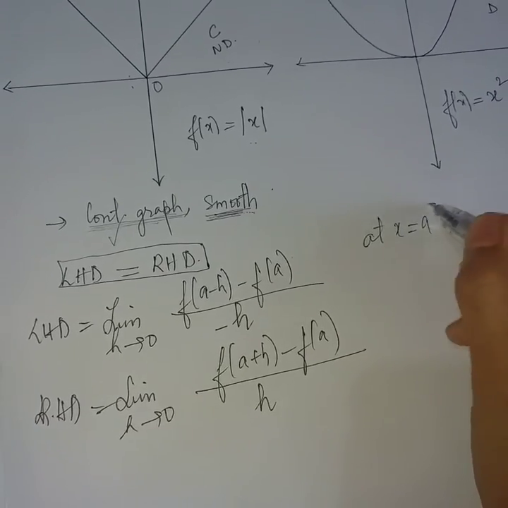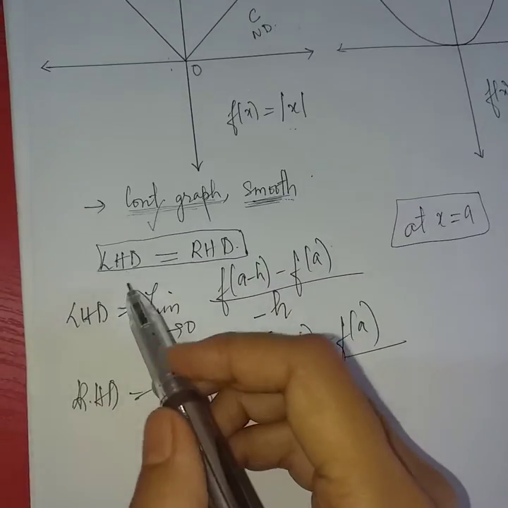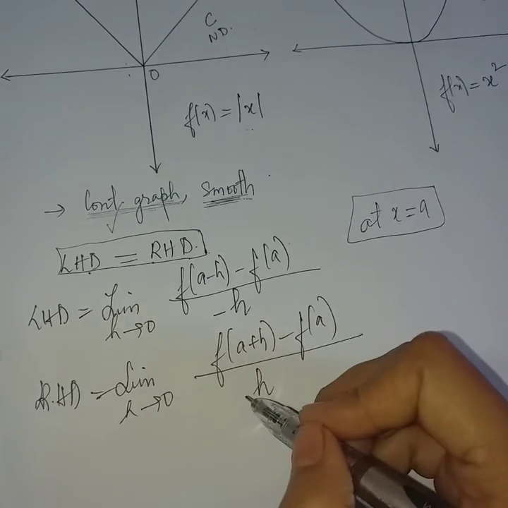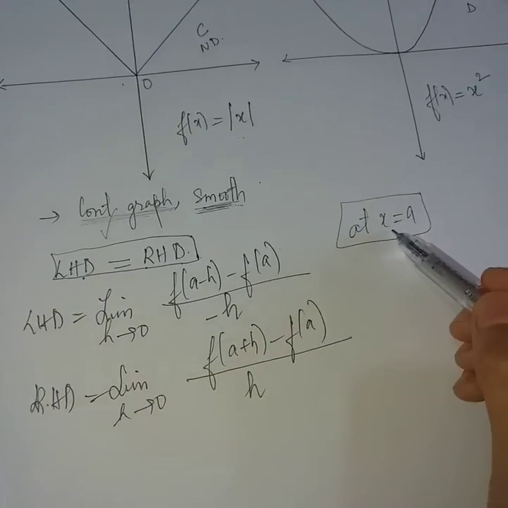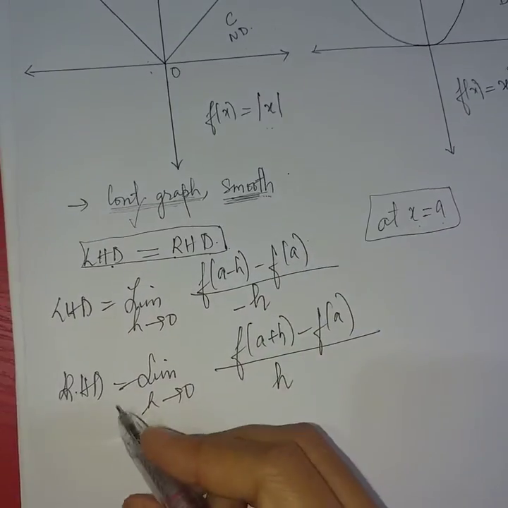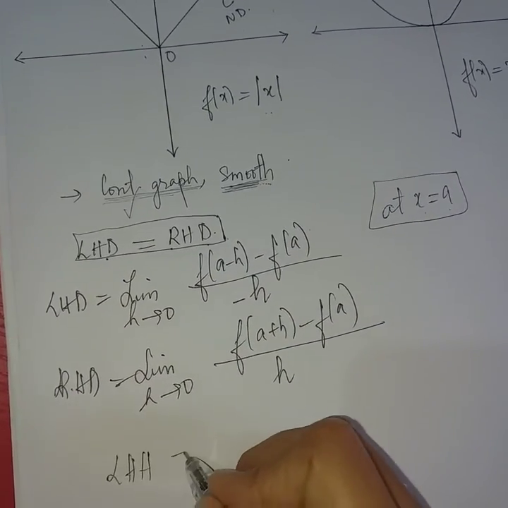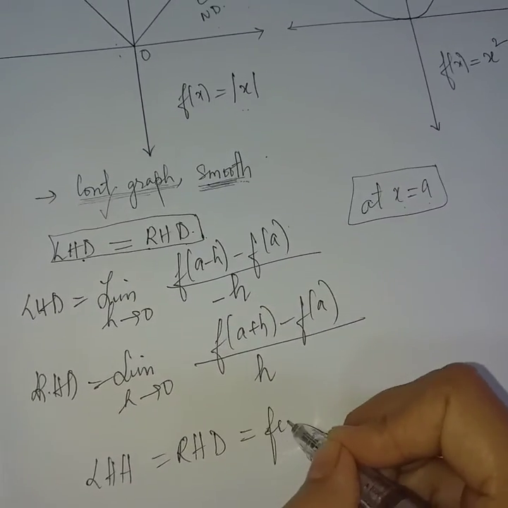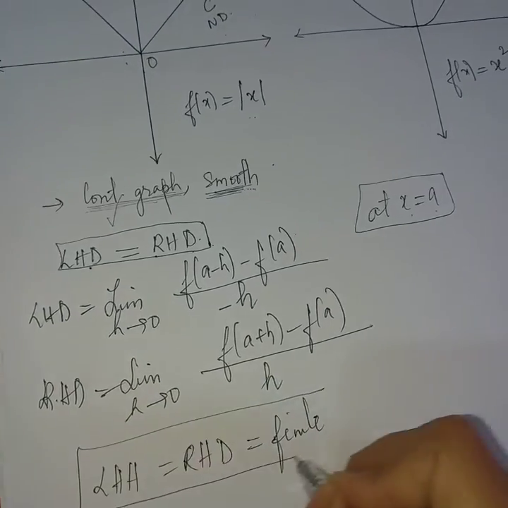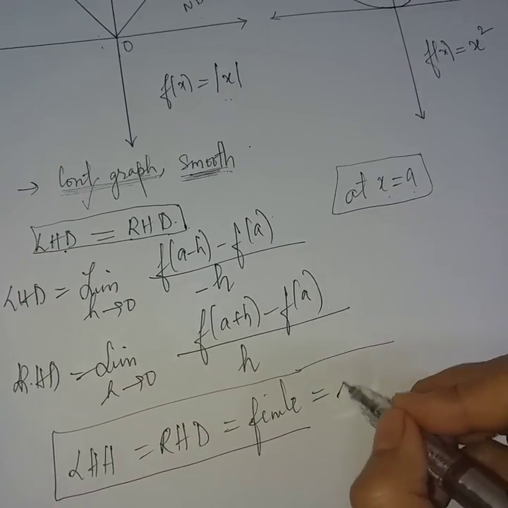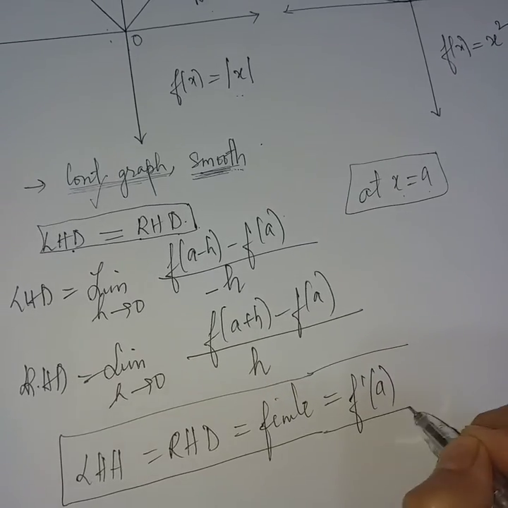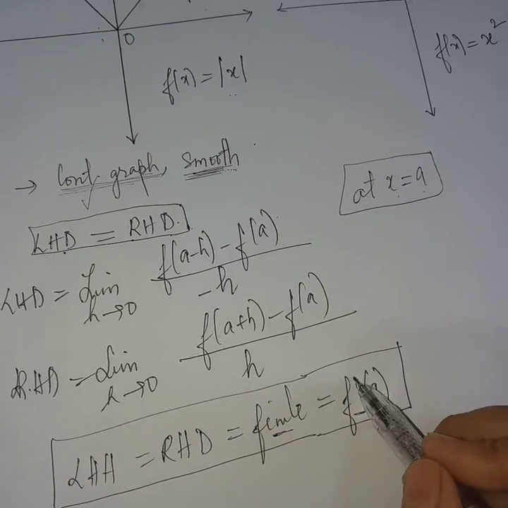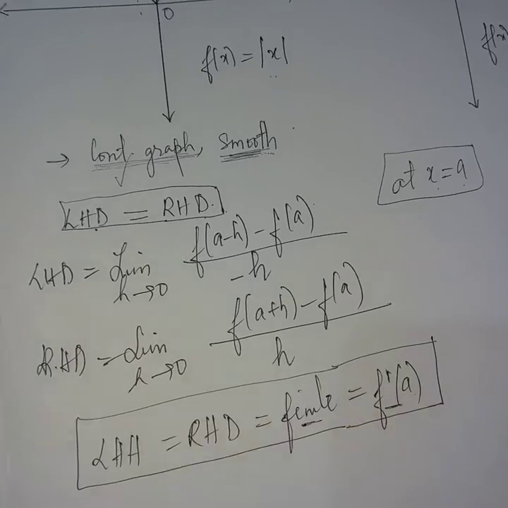So this is the left hand derivative and the right hand derivative, and for a function to be derivable at x equal to A, this condition must be satisfied: the left hand derivative must be equal to the right hand derivative. If these two are equal, we say the function is derivable at x equal to A. Then these two must be equal to some finite number, and at this point A, that finite number will be the derivative of the function at that point A.